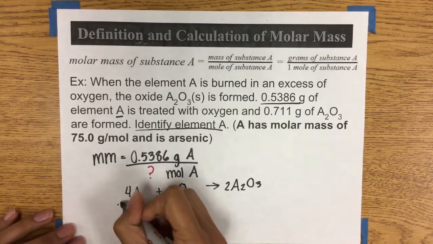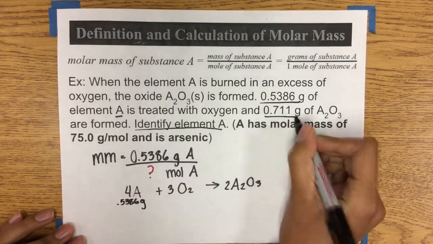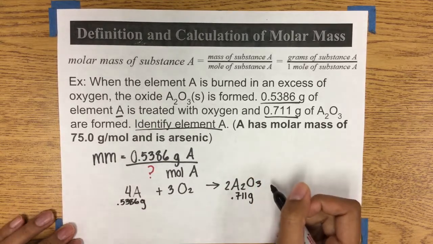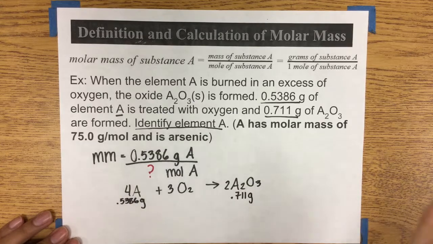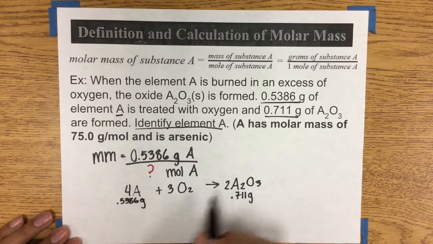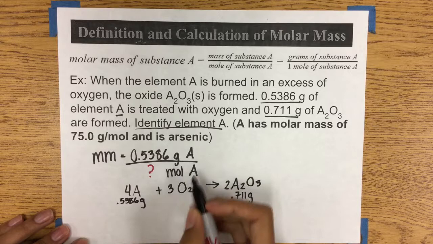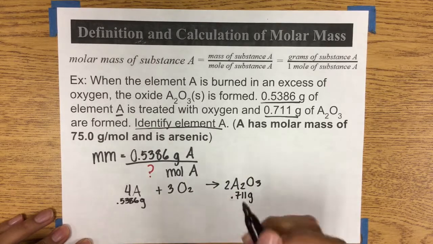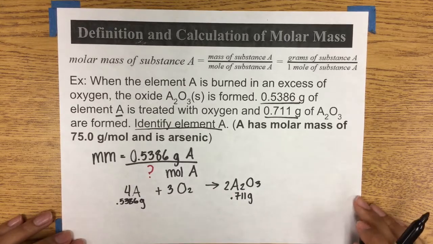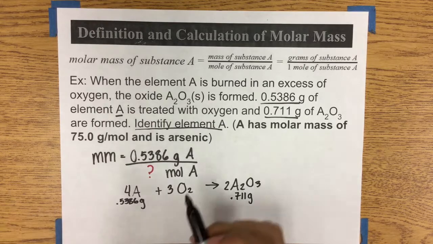We already know that we have 0.5386 grams of A. We also know that we have 0.711 grams of A2O3. So we need to use what we know to solve for the unknown. The only element in this equation where we definitely know its molar mass is O2. So we need to use a mass of O2 to perform a mole ratio. Because of conservation of mass, if we subtract this value from this value, we'll get the grams of O2.